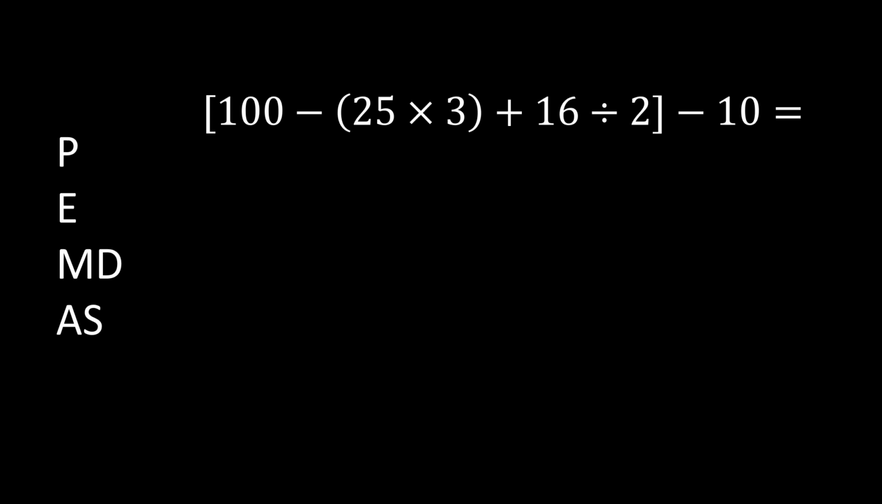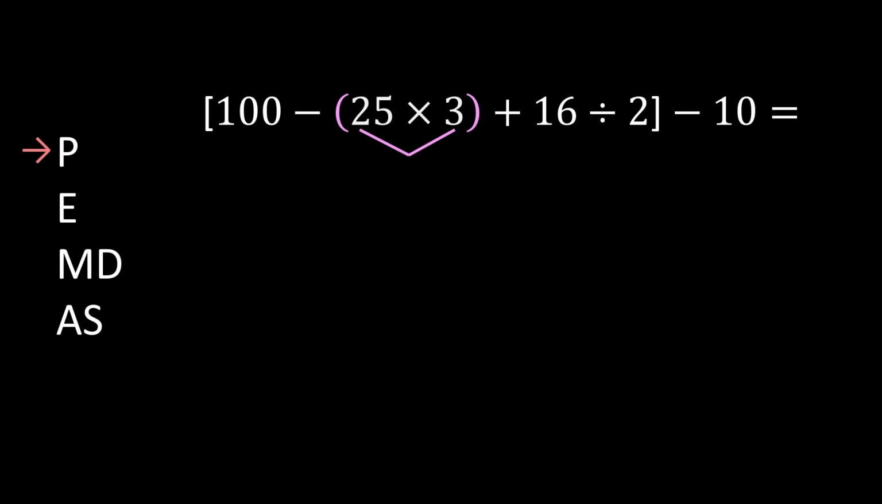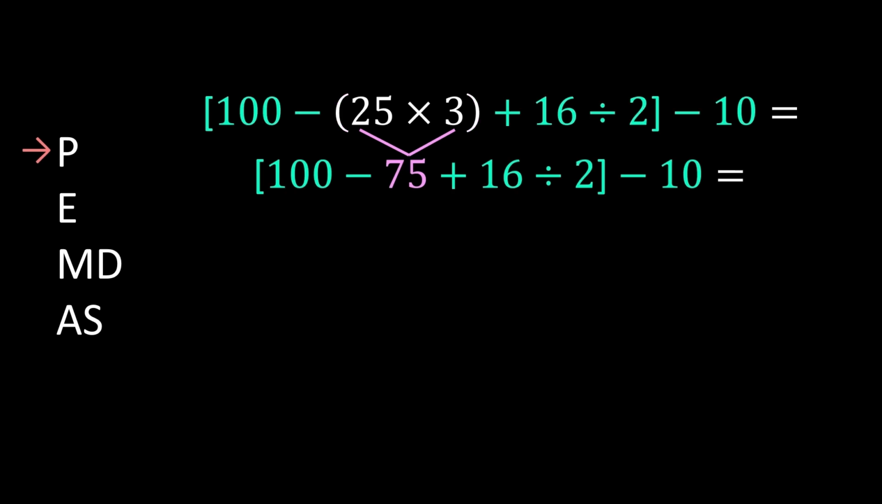The first letter of PEMDAS, the P, tells us that we start the problem by working inside grouping symbols. In this problem, we have brackets, and inside the brackets, we have parentheses. We'll start the problem inside the parentheses. The only step inside the parentheses is 25 times 3, so that's what we'll do first. 25 times 3 is 75. Then I'll carefully bring the rest of the problem down, making sure that I keep the brackets in the right place, all of the numbers and signs exactly how it is in the problem.